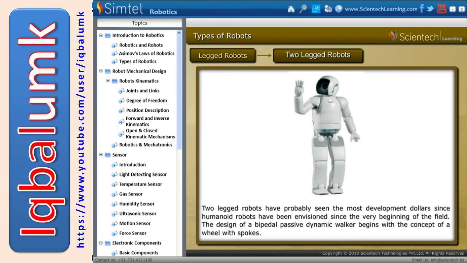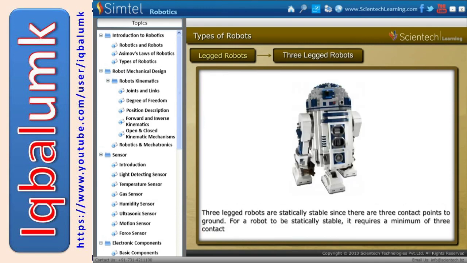Now, three-legged robots. Three-legged robots are statically stable, since there are 3 contact points to the ground. For a robot to be statically stable, it requires a minimum of 3 contact points to the ground.